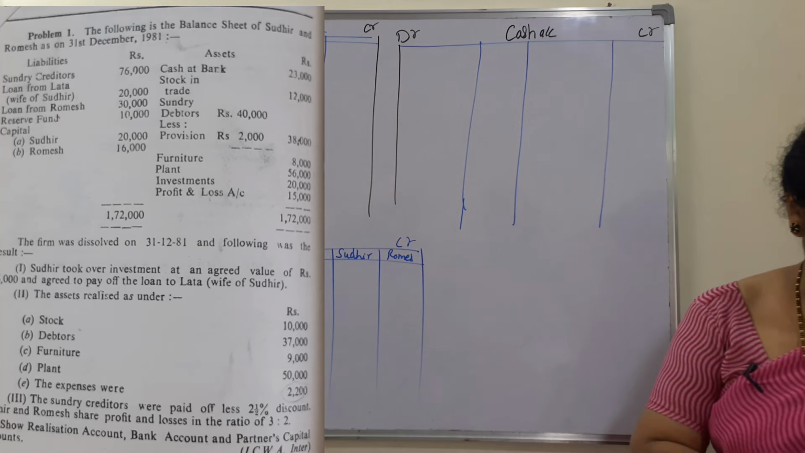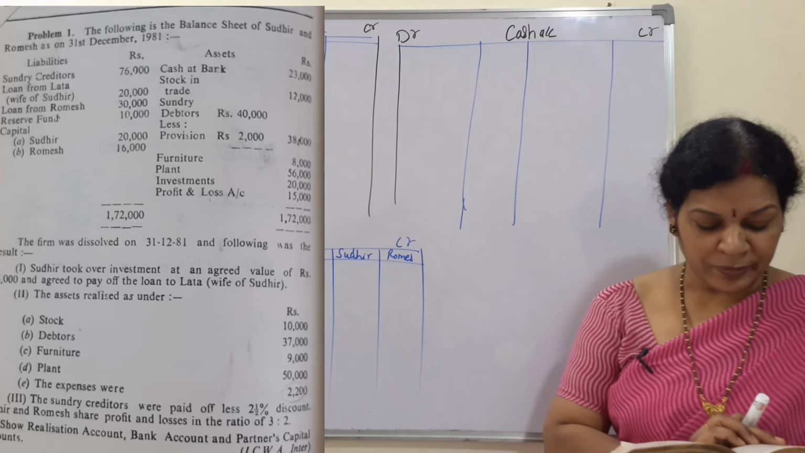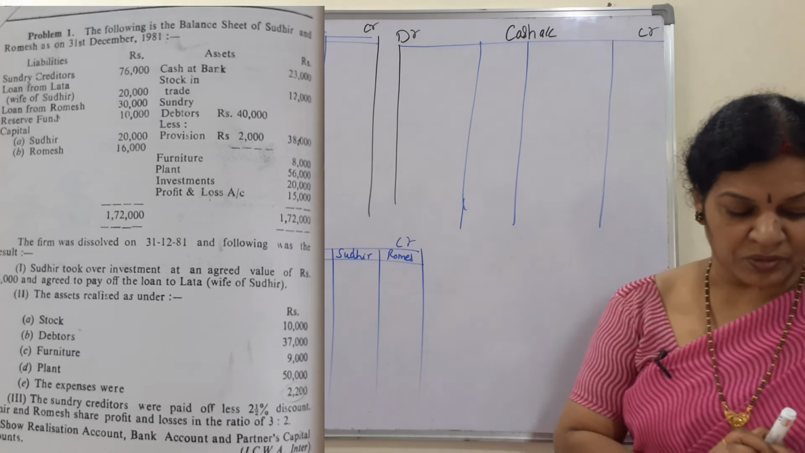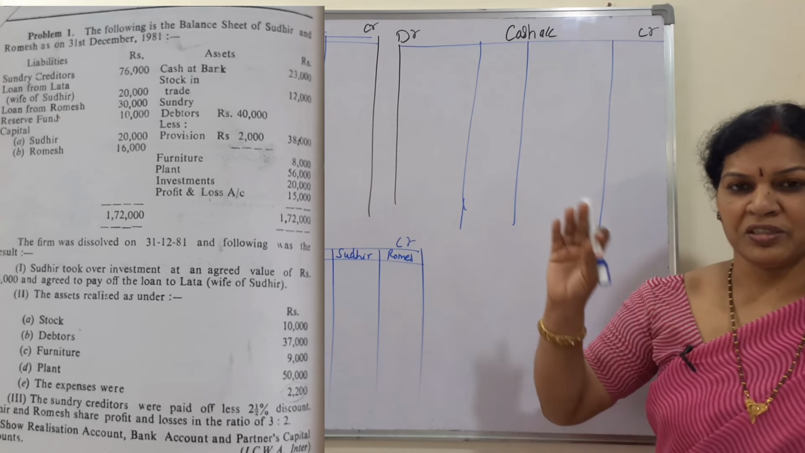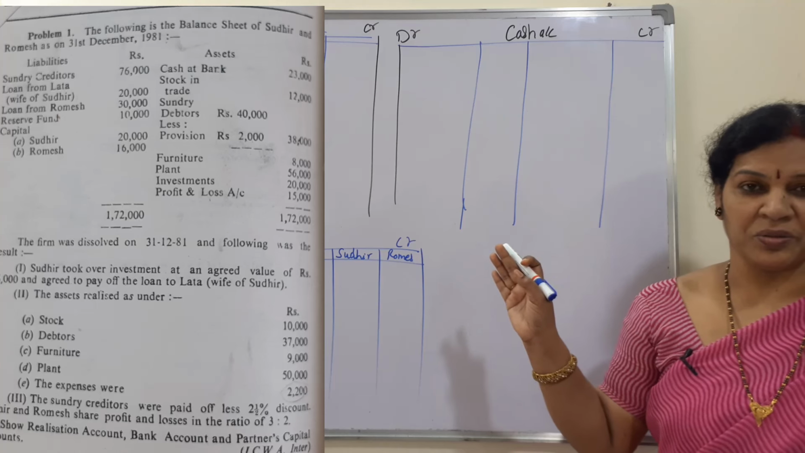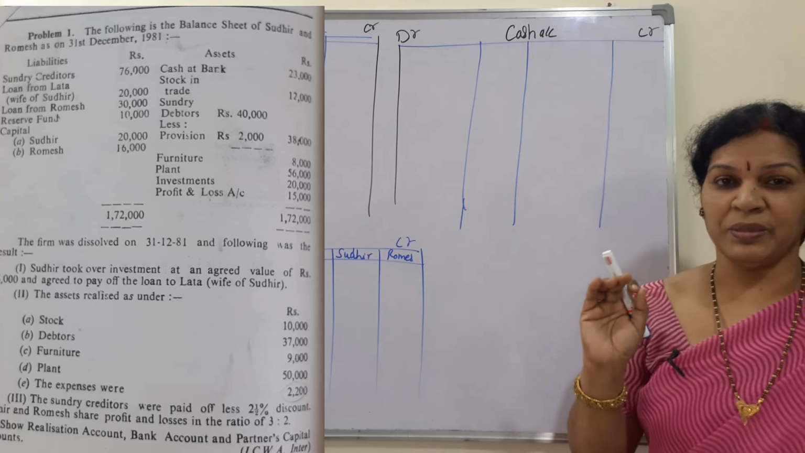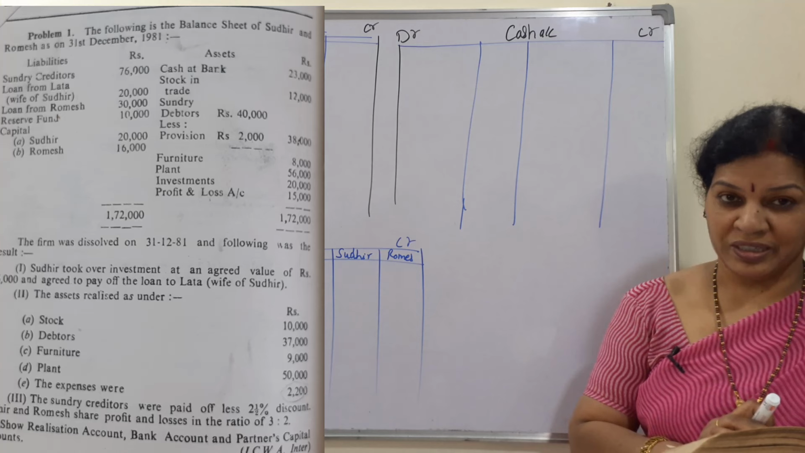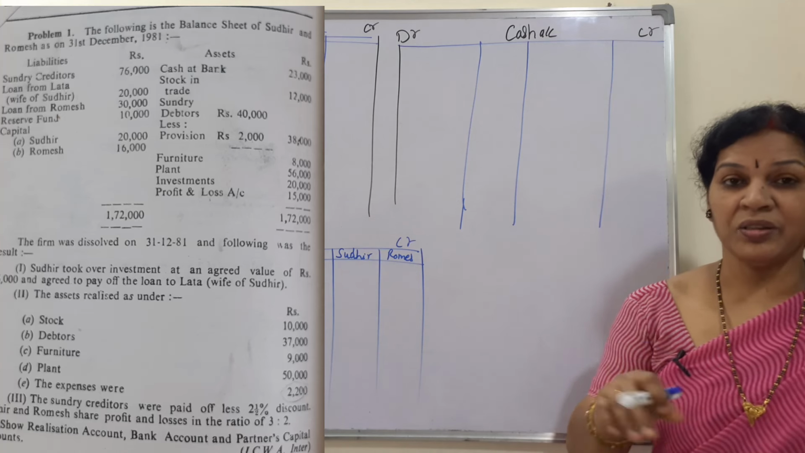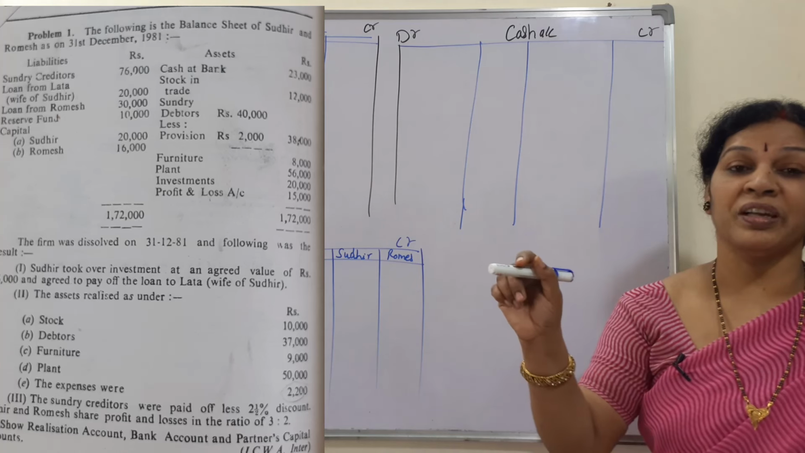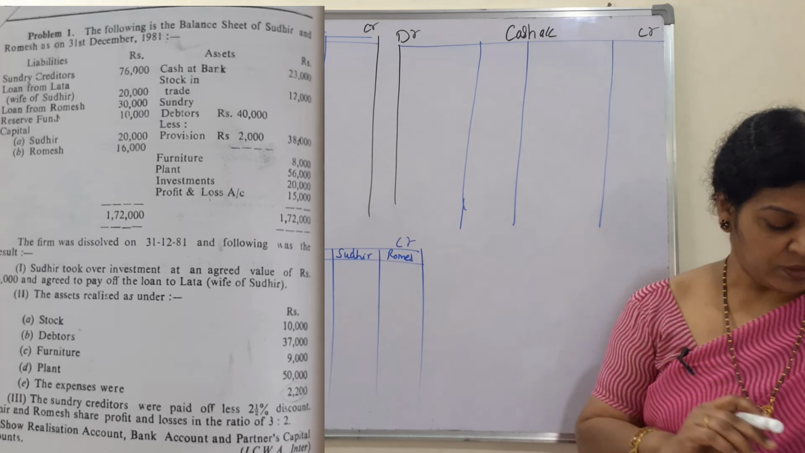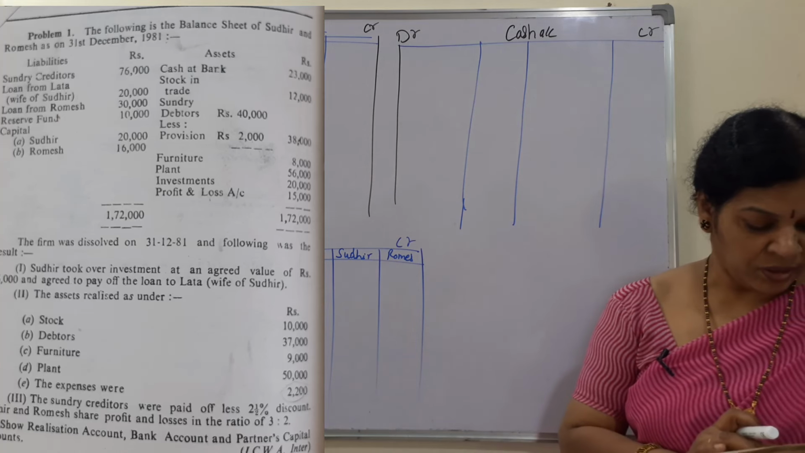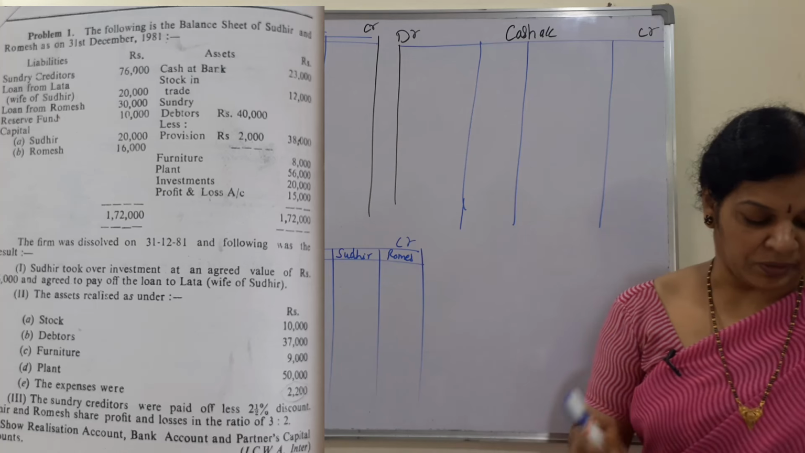The third point is the sundry creditors were paid off less 2.5% discount. Same like previous problem. Sundry creditors is written on the credit side of the realization account. When they are paying it off, it comes on the debit side. So discount is there. Deduct the discount and pay it on the debit side. So on the debit side you will write to cash, brackets creditors. Same like previous problem. Now show the realization account, bank account and partners capital account.